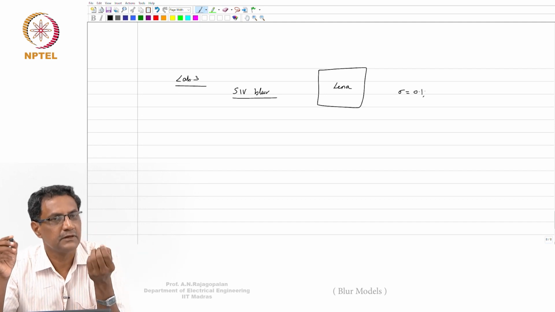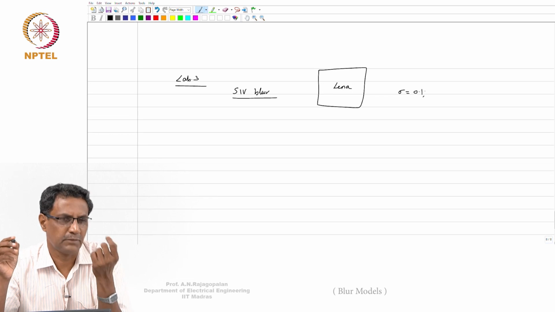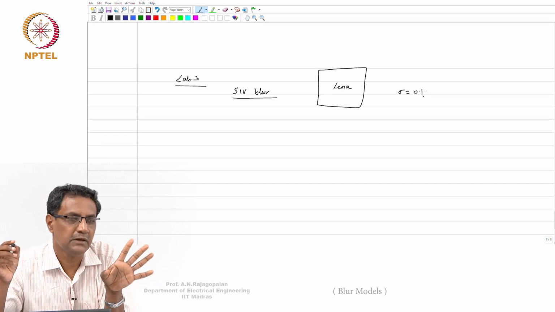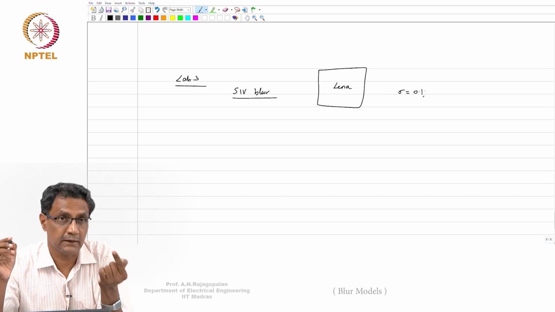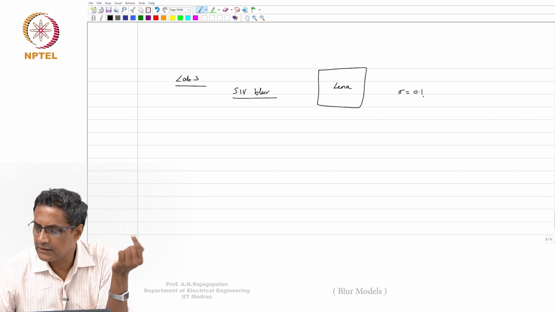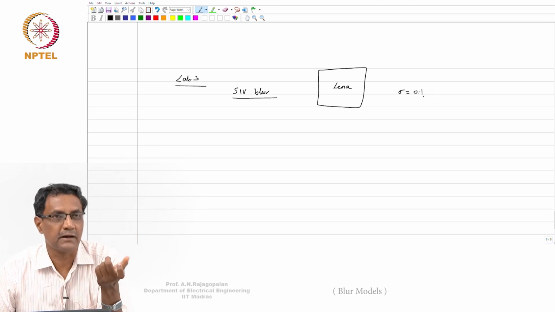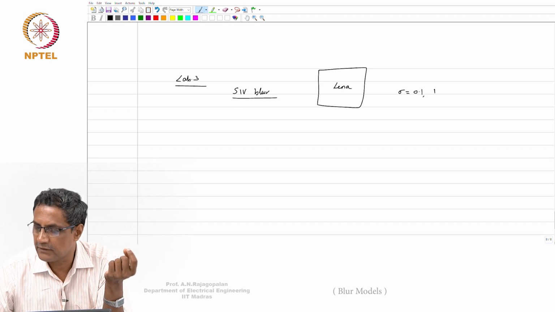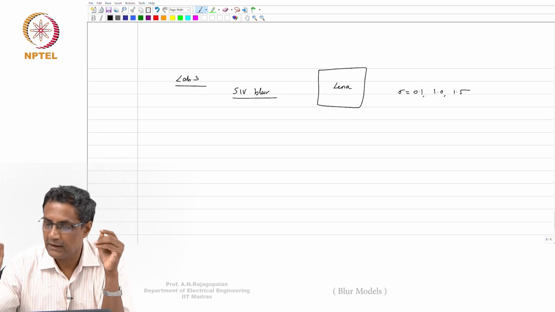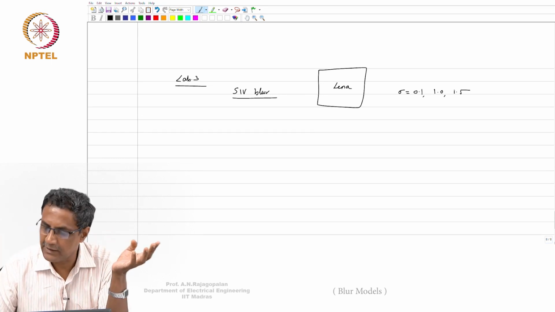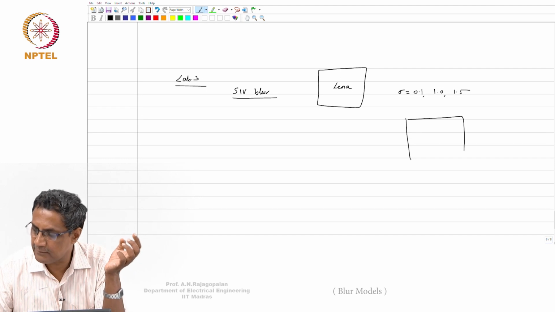So that means it's like an impulse. The blur is so small that you don't see any blur at all. So the minimum size will be 1. The maximum can go depending upon whatever sigma you give. So we start with something like no blur, which will be like 0.01, and then we'll give 0.5, 1, 1.5 and stop somewhere there, because at that point you will realize that this image has become very, very blurred.